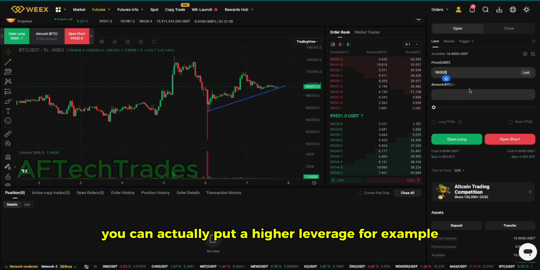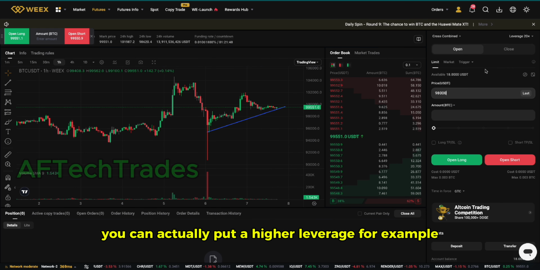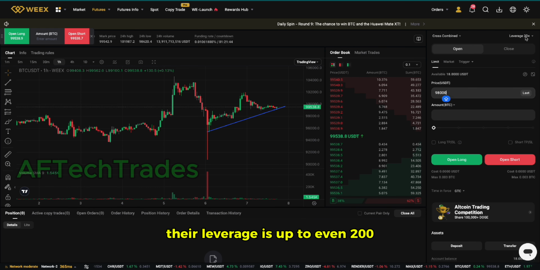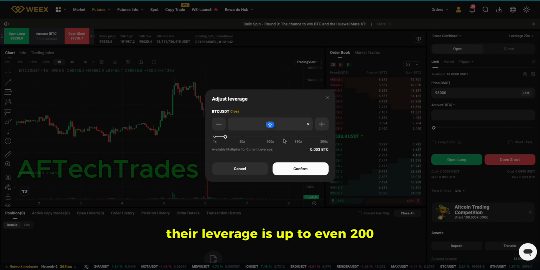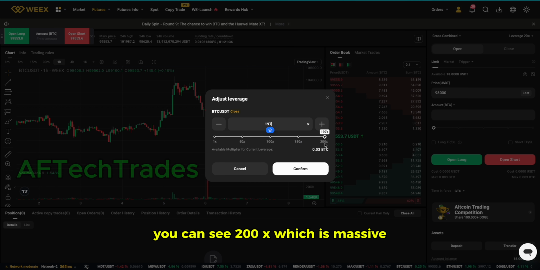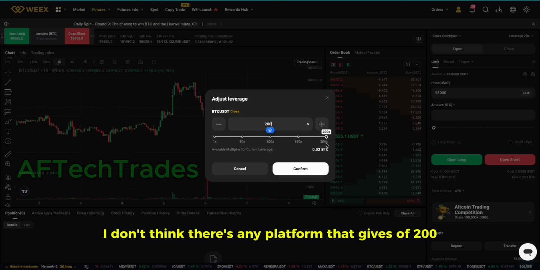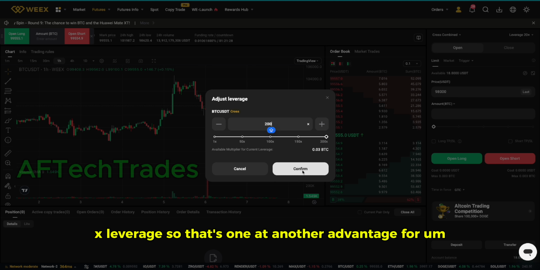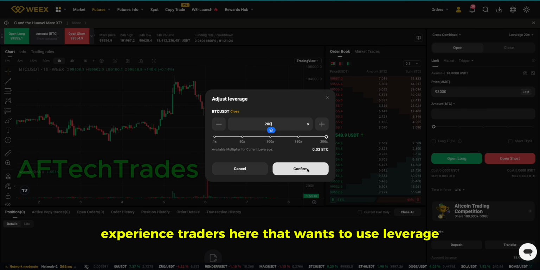You can actually put a higher leverage. For example, one good thing about this platform is that their leverage is up to even 200. They give leverage up to 200, from 1 to 200. You can see 200x, which is massive. I don't think there's any platform that gives up to 200x leverage. So that's another advantage for experienced traders here that want to use leverage.